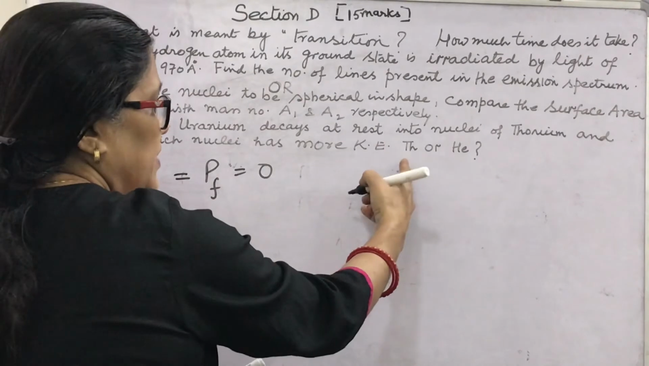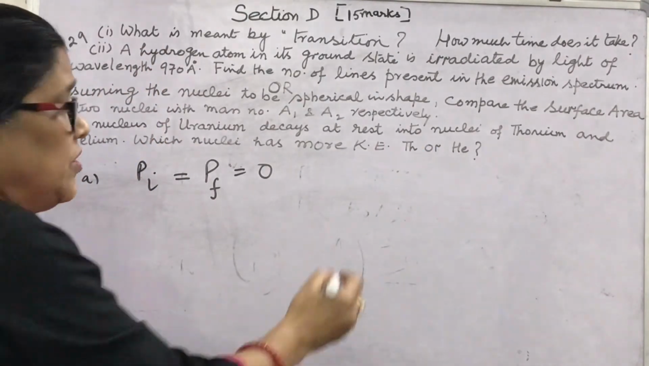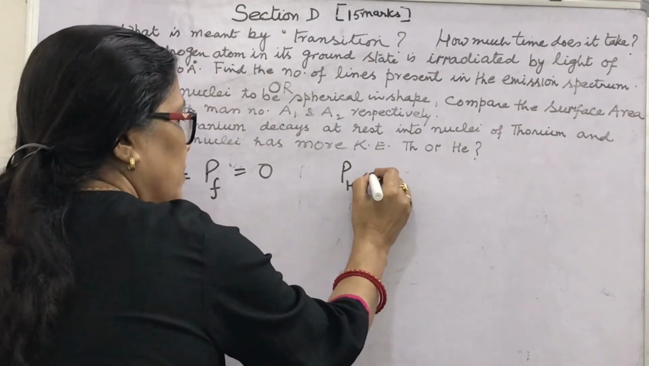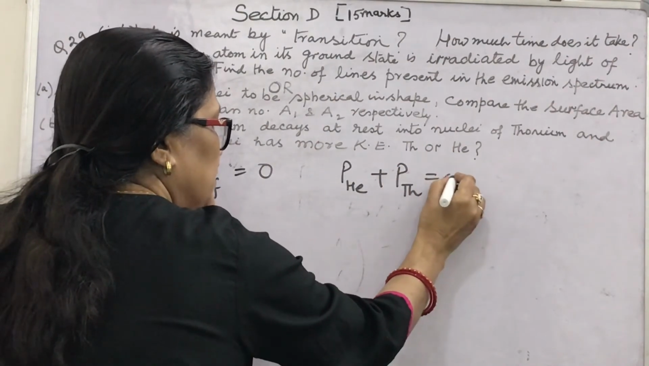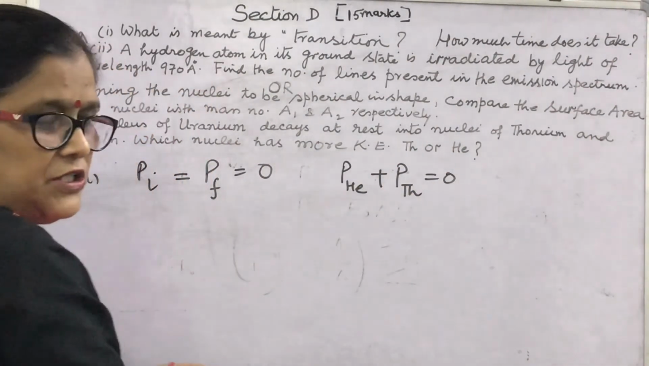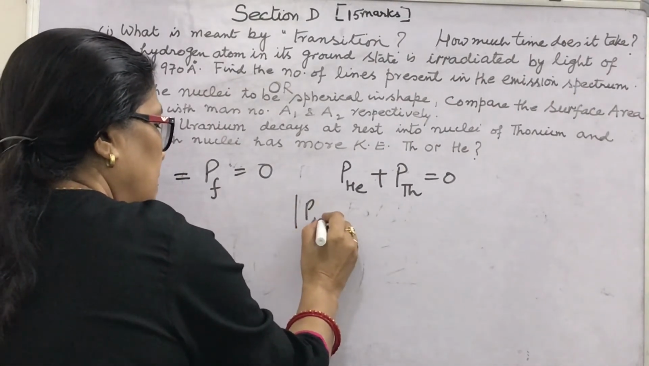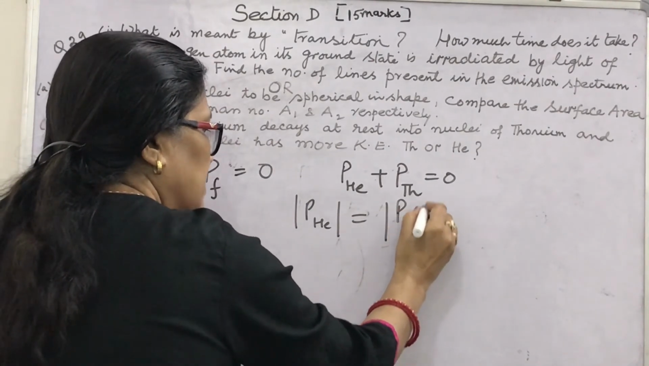Final momentum, if thorium and helium are in motion, then you will write the momentum of helium plus the momentum of thorium, which will be equal to the final momentum, so it is 0. So magnitude wise, P helium equals P thorium. Will you write or not?